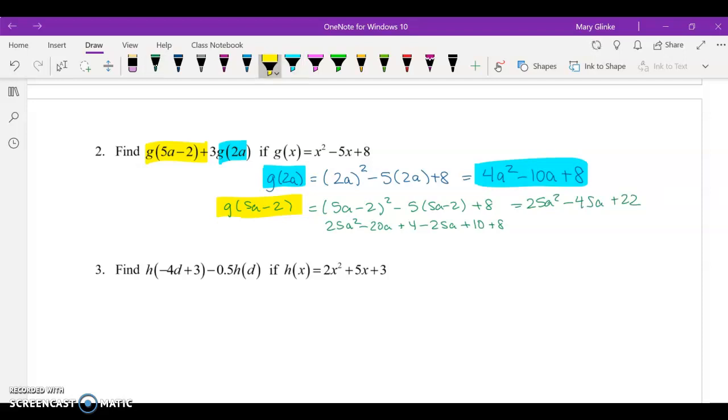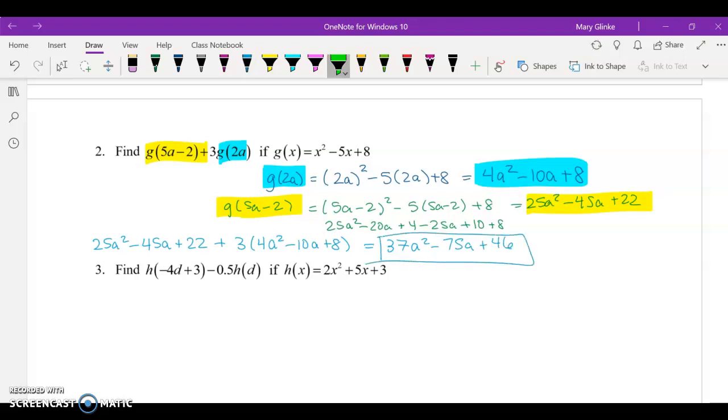So now what we're going to do is go back and say, okay, I did each of those parts. Now I'm going to put it together in the way the problem asks me to. So I'm going to do 25a squared minus 45a plus 22. I'm going to add 3 times 4a squared minus 10a plus 8. So when I do that and combine all of my like terms, I'm going to get 37a squared minus 75a. 24 and 22 would make 46 in total. This would be my final answer, putting all of that together.